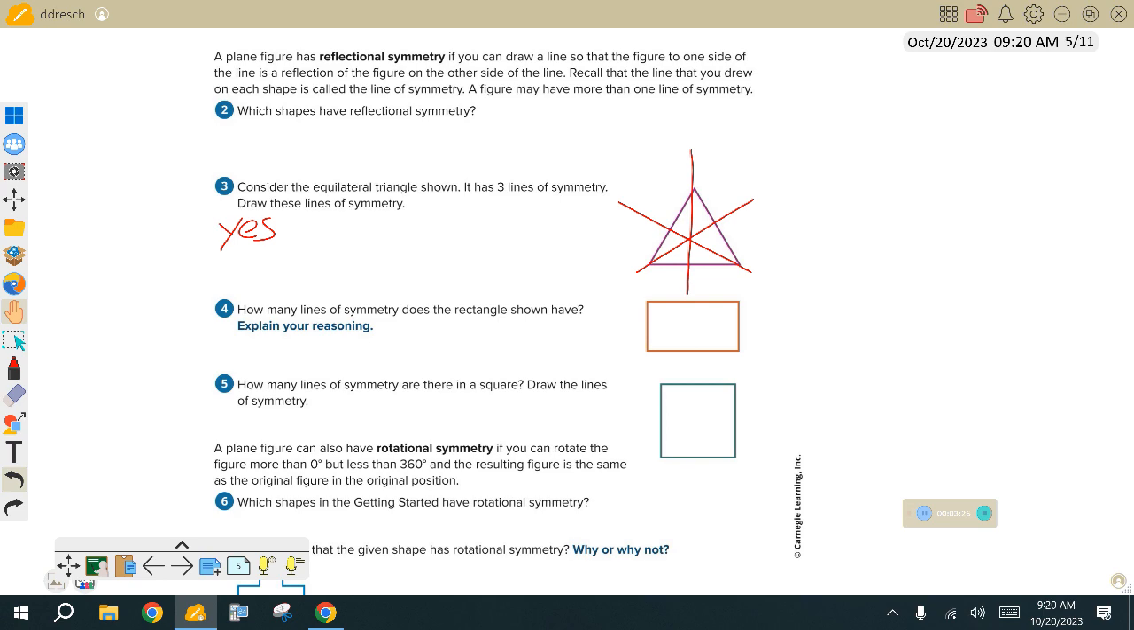So if we were able to fold that triangle on those 3 lines, that shape is landing on itself, correct? So that is having what? 3 lines of reflection. Nothing crazy yet.